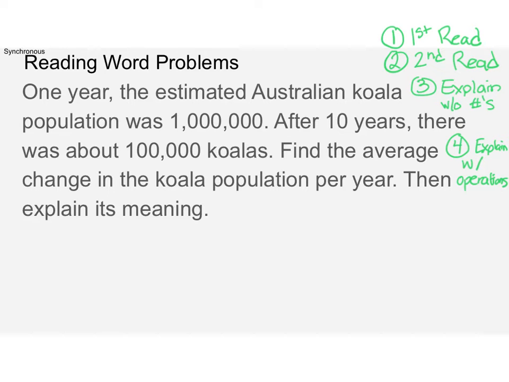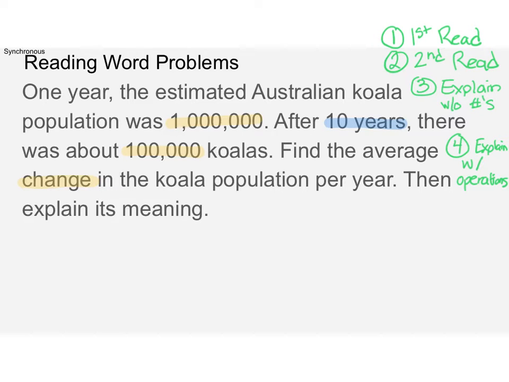So I'm going to first highlight some important facts in this word problem. I see that there is 1 million koalas to start with, and then it went to 100,000. So I have to find, it says the change, okay? So the change in the koalas. And then another piece of information is that it happened over 10 years.